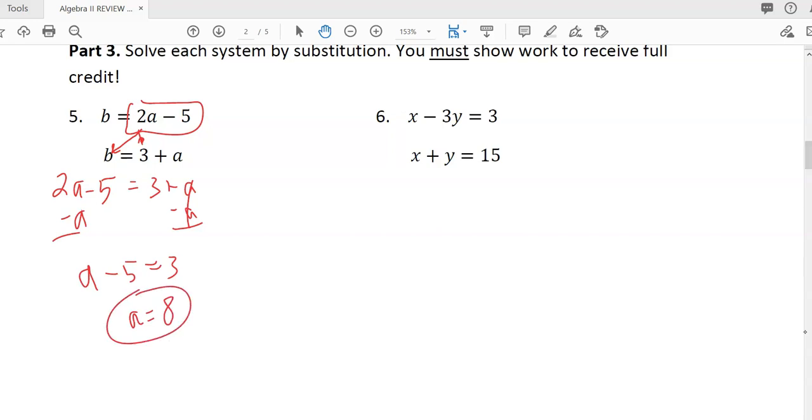We're not quite done. Right, we've got to plug it back in here. So I'm going to plug it back in there for a. So 3 plus 8 is 11. So b equals 11. And so the ordered pair answer would be 8, 11.